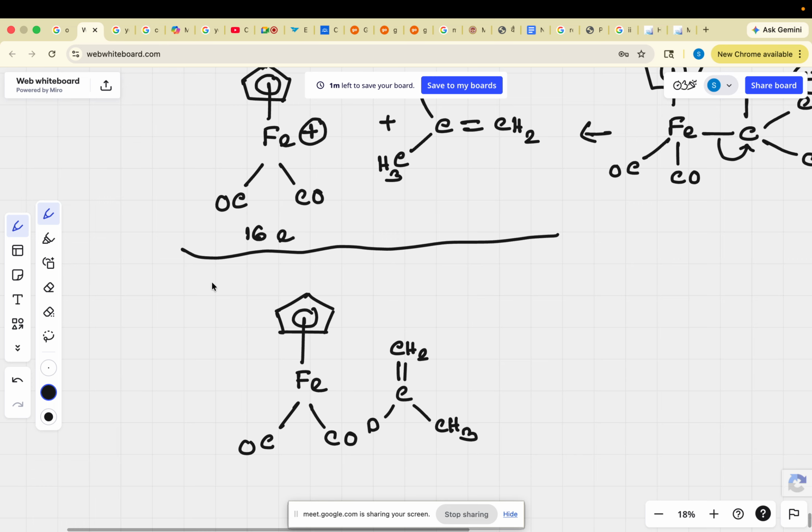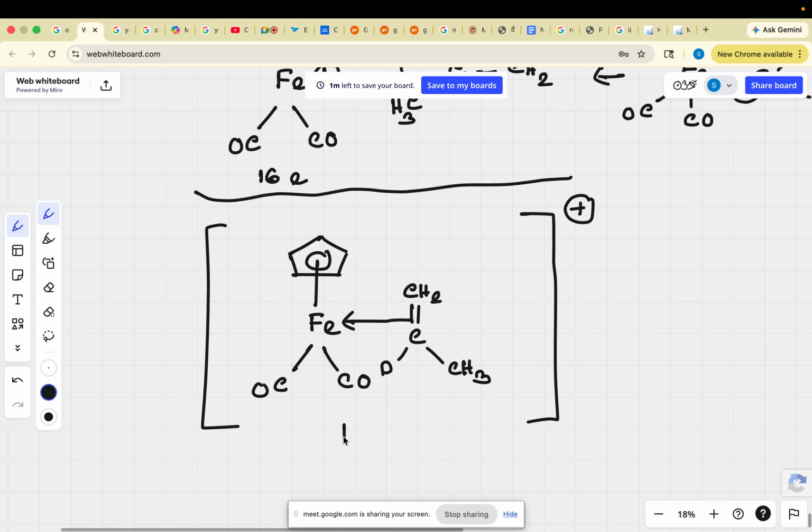I am not showing the positive charge here because you can show it overall. I am showing the positive charge on iron as overall. So basically this double bond is donating the 2 pi electrons to the metal center, and at that time it will become your 18 electron. Clear? Yes, sir. Fine.